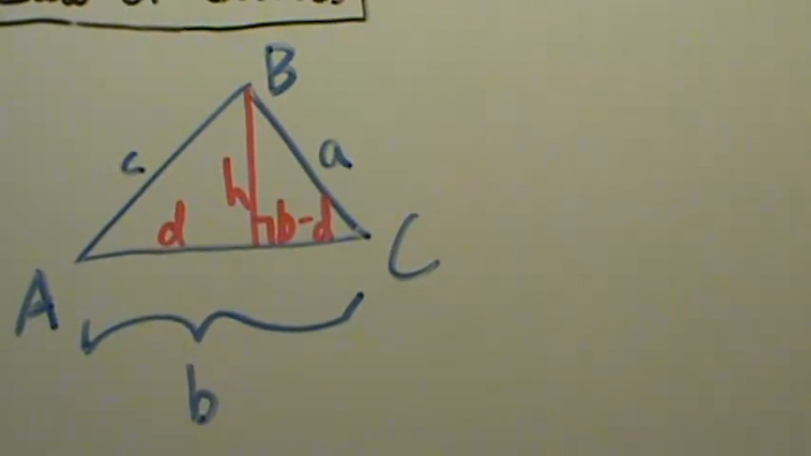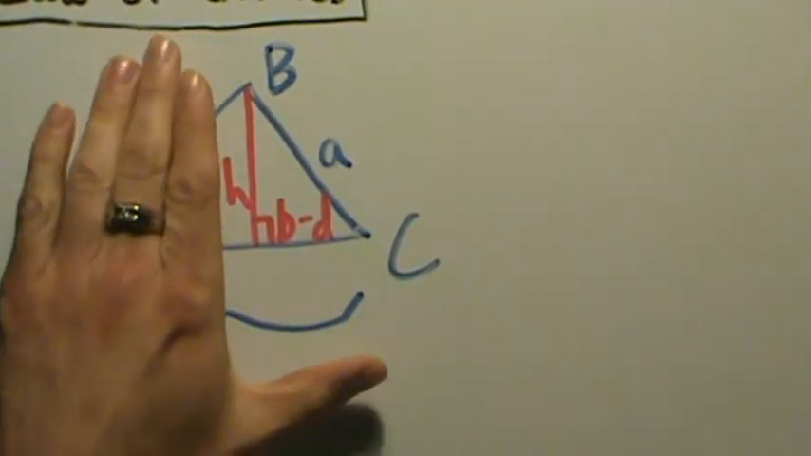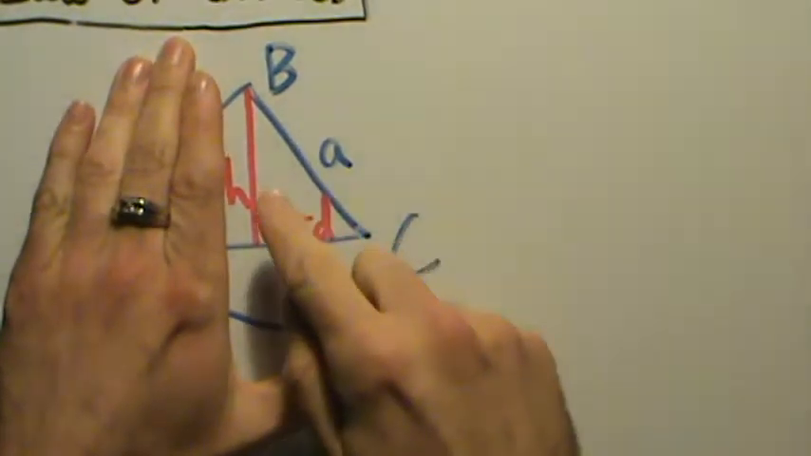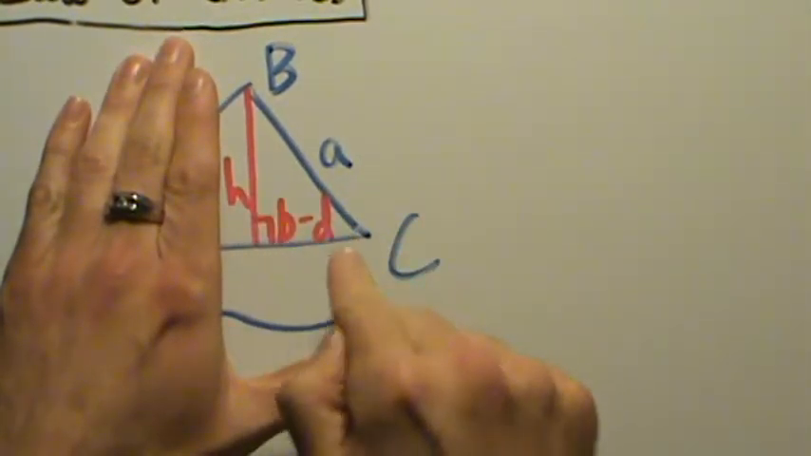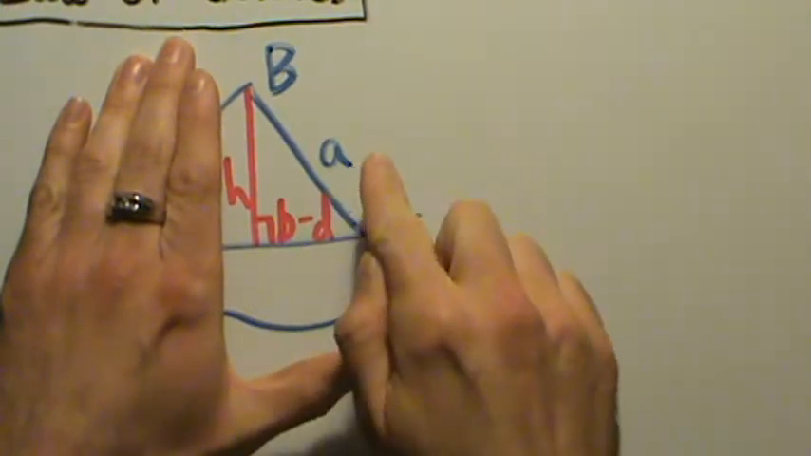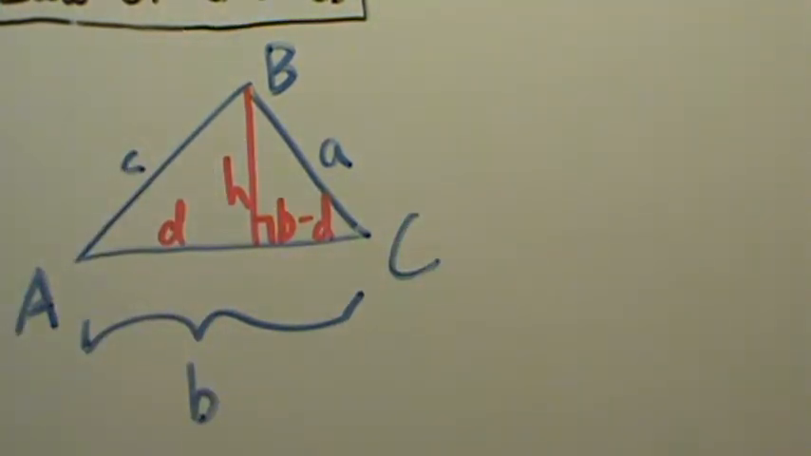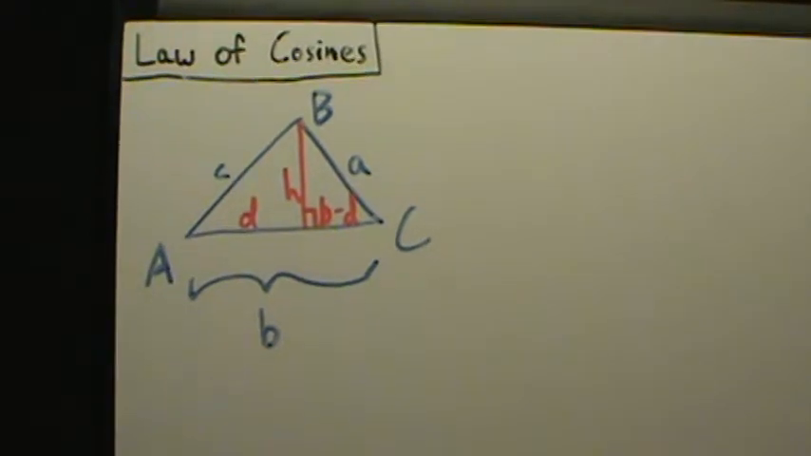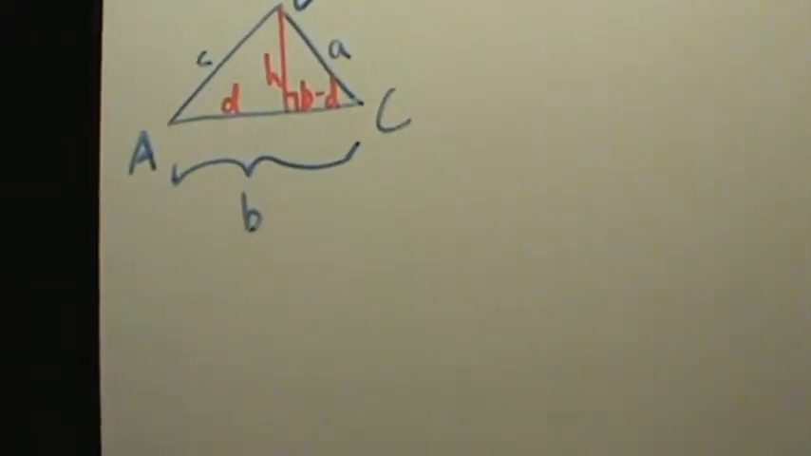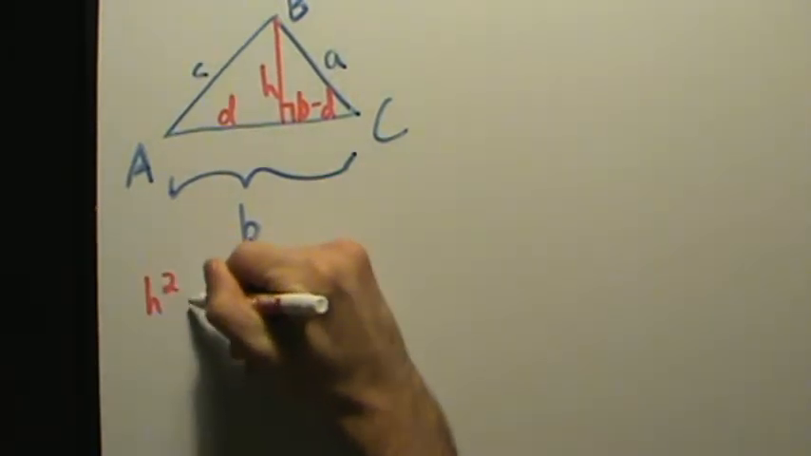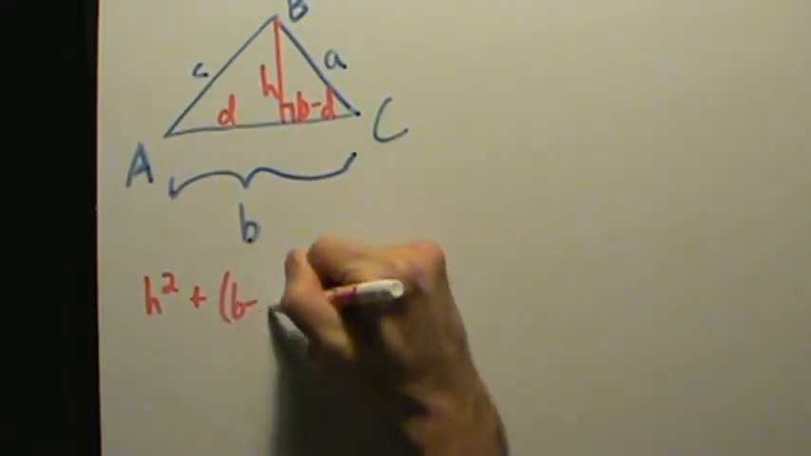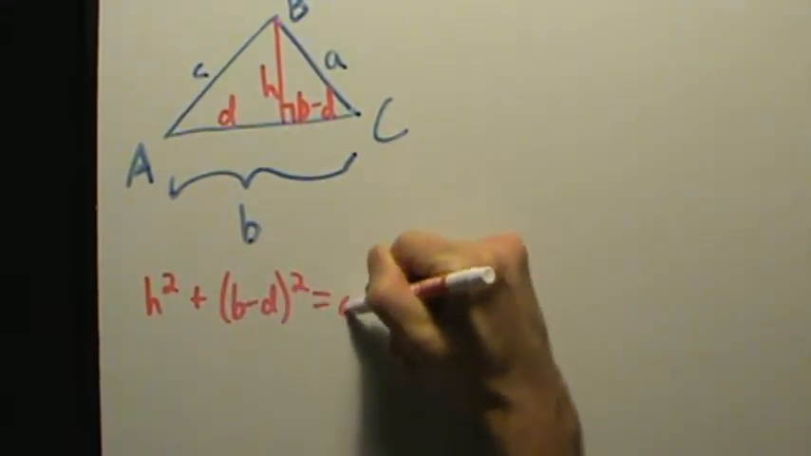Now let's cover this triangle up, and we see in our right triangle we can use the Pythagorean theorem. We can say h squared plus the quantity b minus d squared equals a squared. Let's go ahead and write that down. So we can say h squared plus the quantity b minus d squared equals a squared.